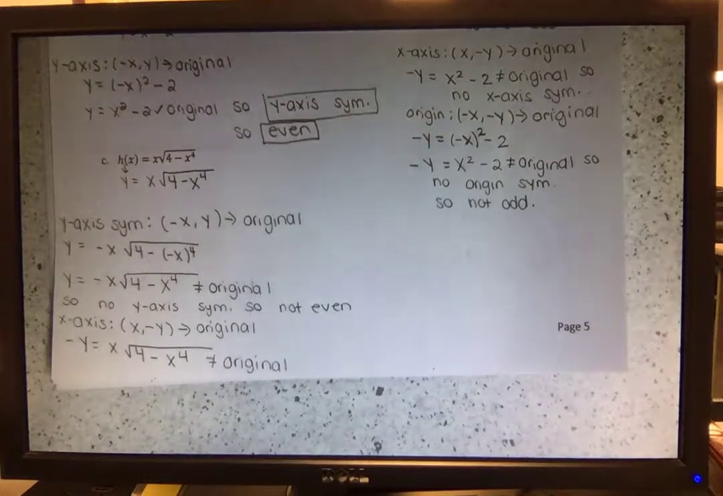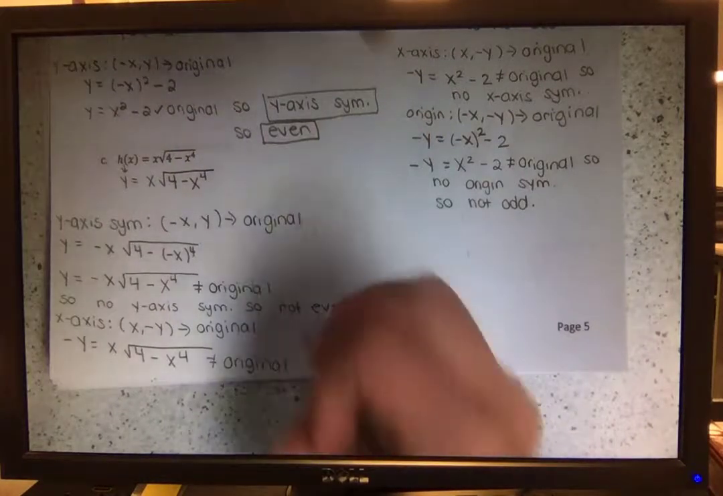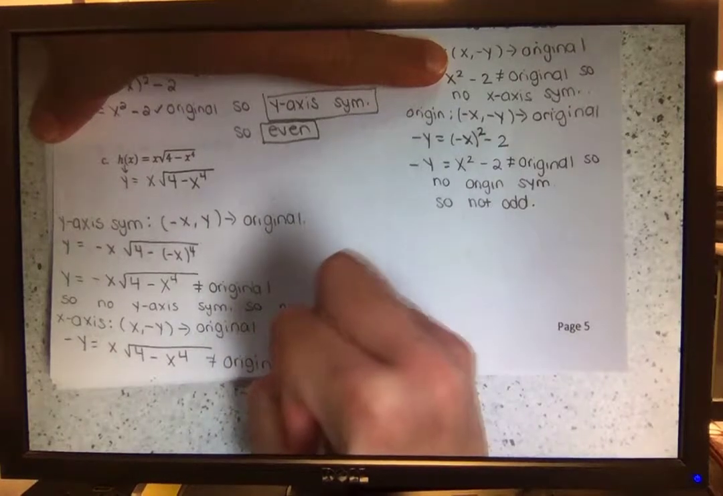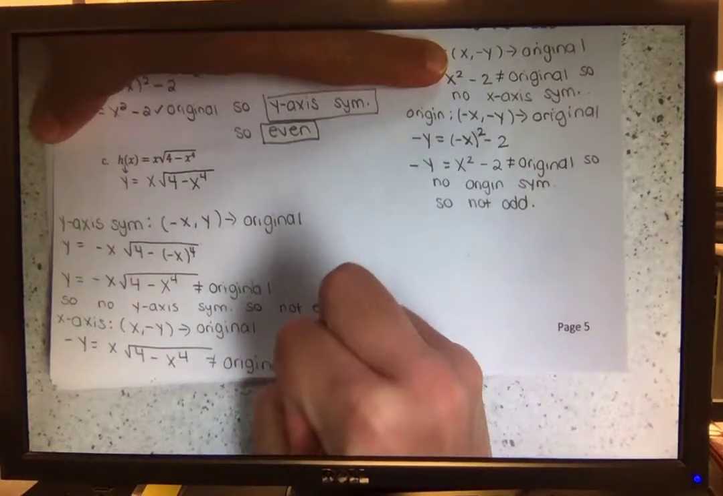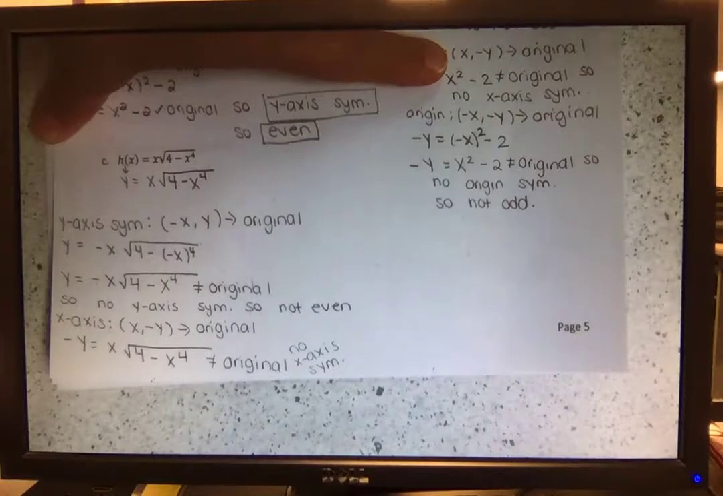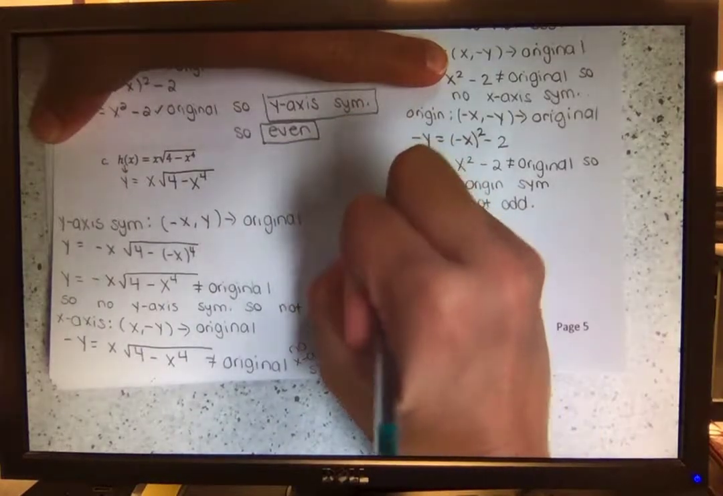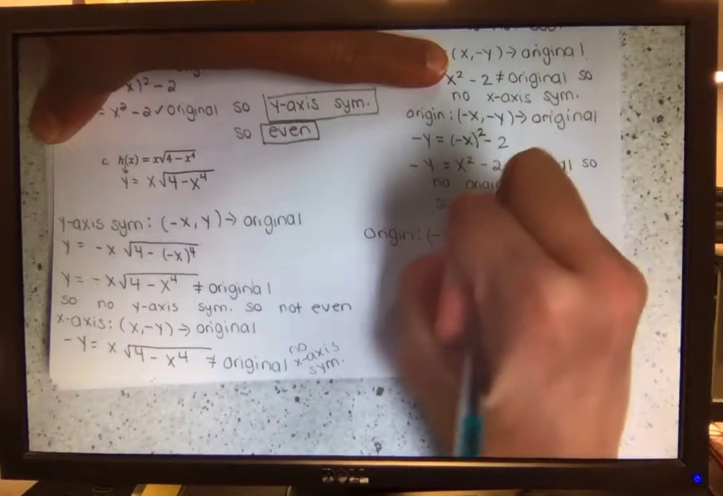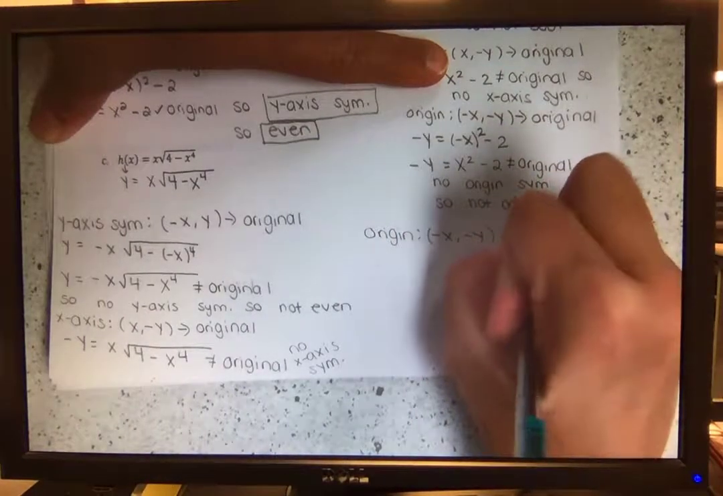So because it's not the original, we have no x-axis symmetry. Last but not least, testing origin symmetry. We're going to plug in negative x and negative y to see if we get the original out.